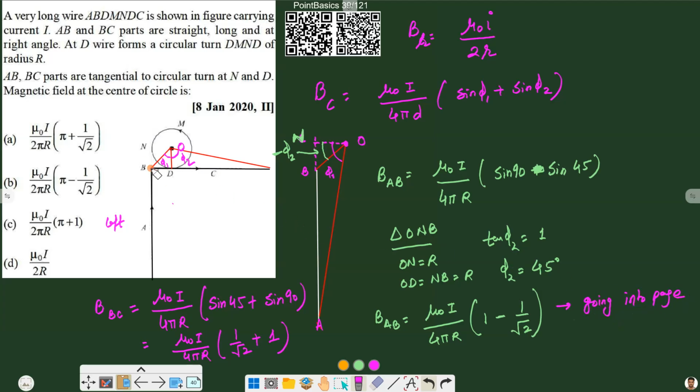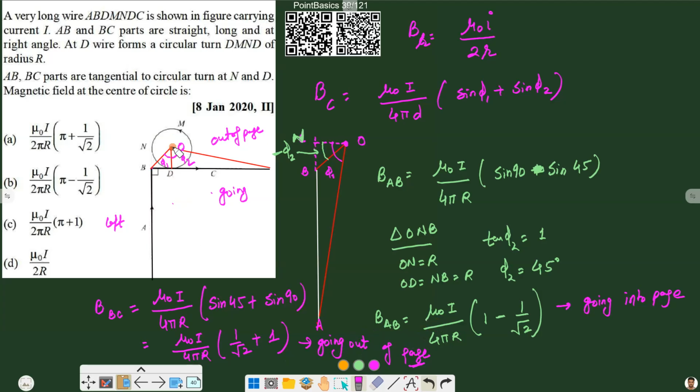Similarly, if we apply the right hand screw rule for conductor BC, then on the lower side the magnetic field will be going into the page, and on its upper side it will be out of the page. So this field is going out of the page, and from this we can see that both of these fields are opposite to each other. And now we are only left with the circle.